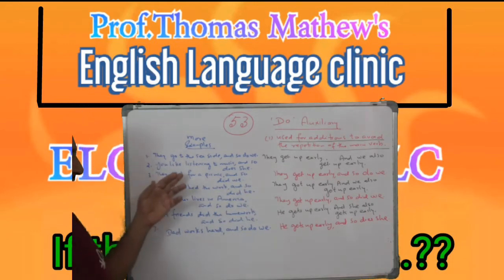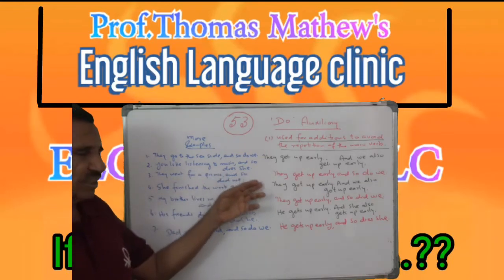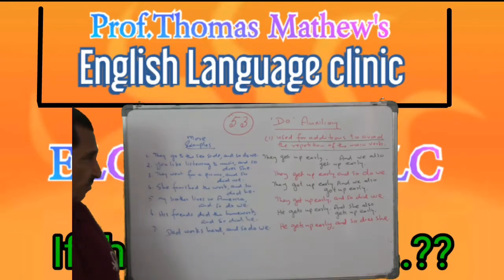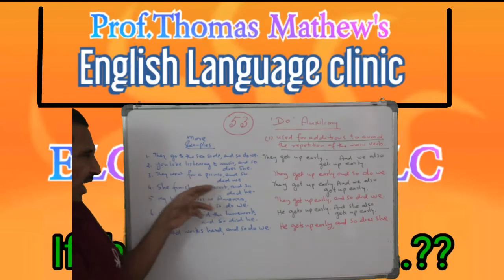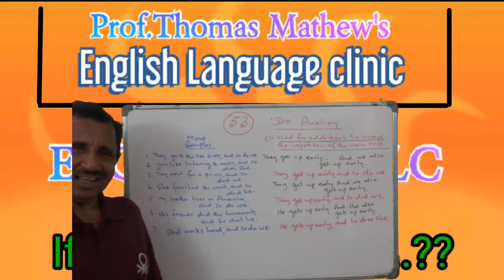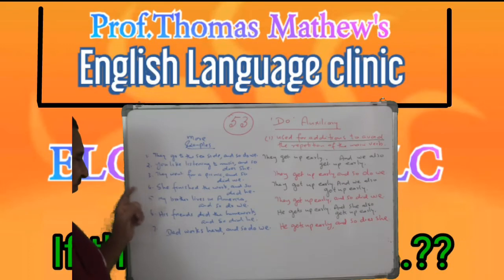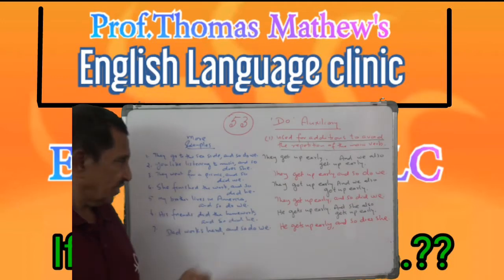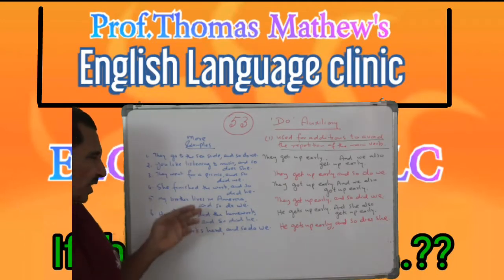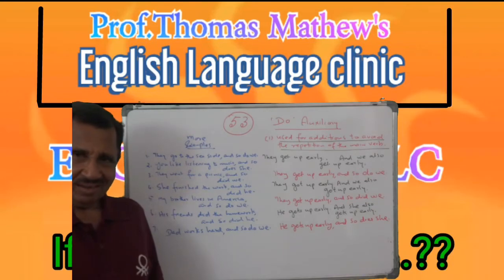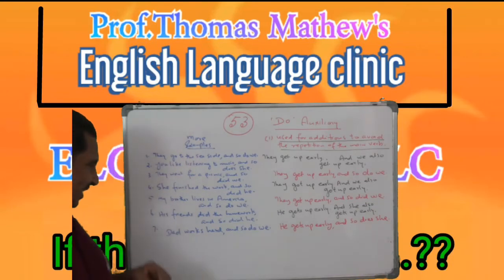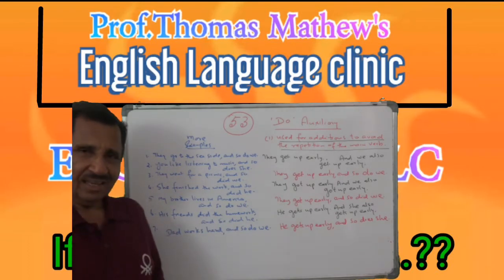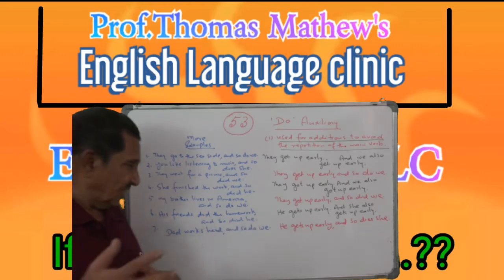And the next one: you like listening to music and so does she. Does she, because she is the third person singular. Third one, they went for a picnic and so did we. They went, so we also. Fourth one, she finished the work and so did he. Past tense. Fifth one, my brother lives in America and so do we. Then, his friends did the homework and so did he.